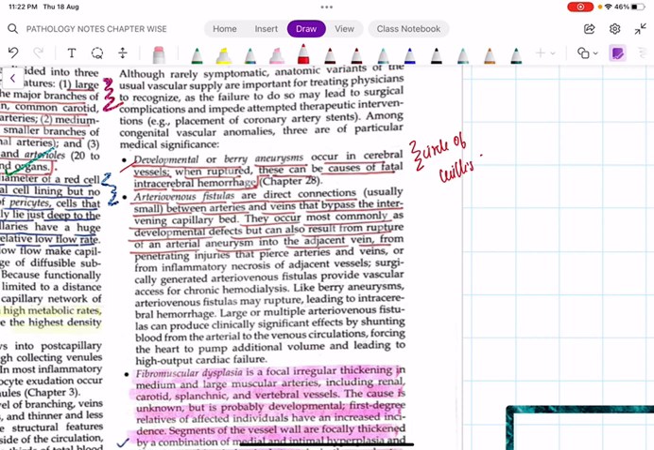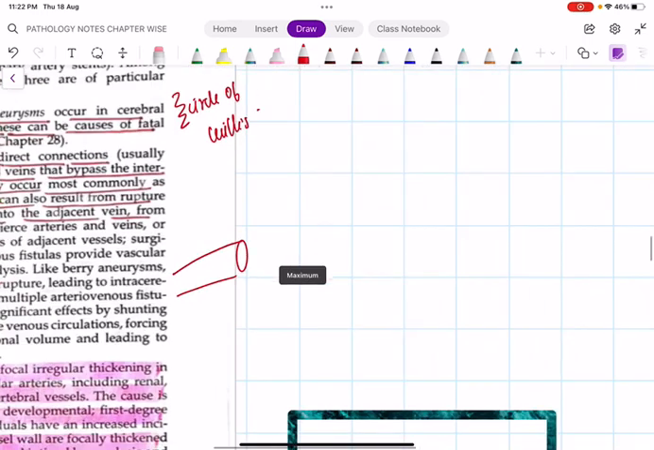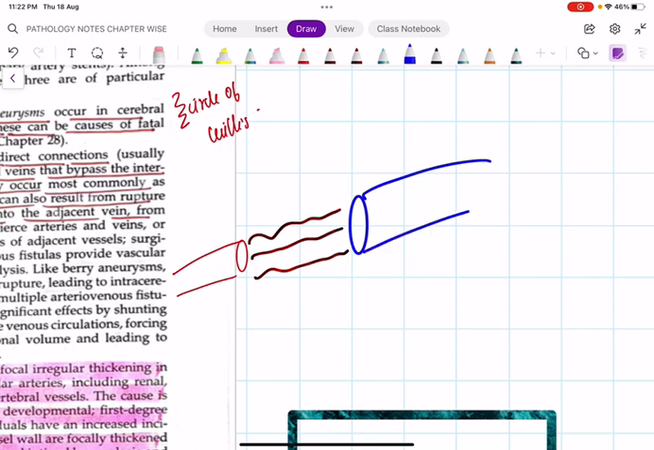Usually, for example, this is artery, this is artery, this is artery. Then we have something we call capillaries. I am drawing like this, and then we have something we call veins. So this is normal. This is normal.